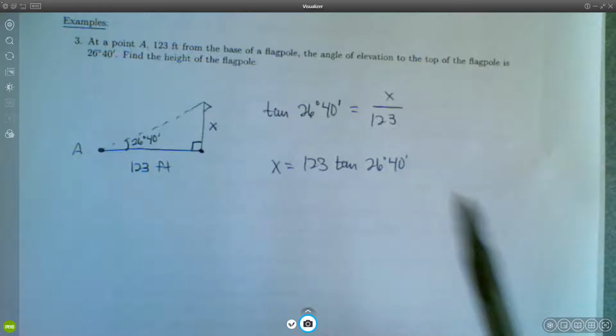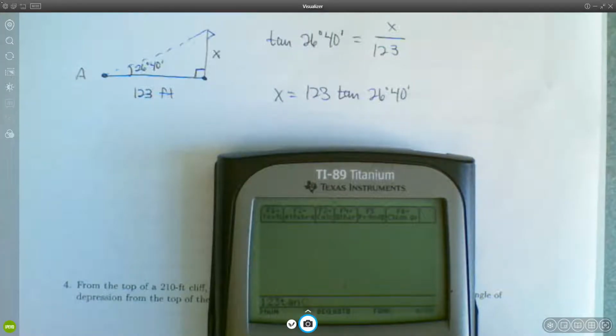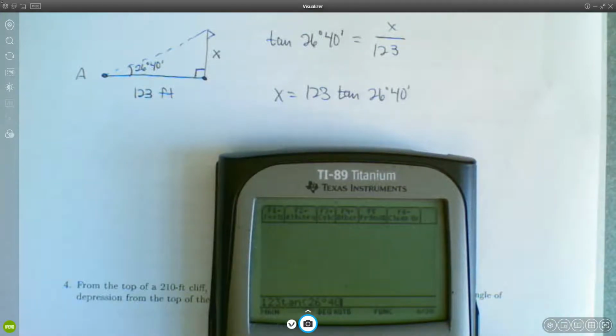I'm just going to pop it into my calculator exactly the way it looks, because I have a calculator with the minute button. So I can say 123 tangent of 26 degrees, 40 minutes. So that comes out to, how many sig figs? We've got 1, 2, 3, and so it must be 3 significant digits. So we're going to do 61.8 feet. Okay, so x is 61.8 feet. So it's 61.8 feet tall.